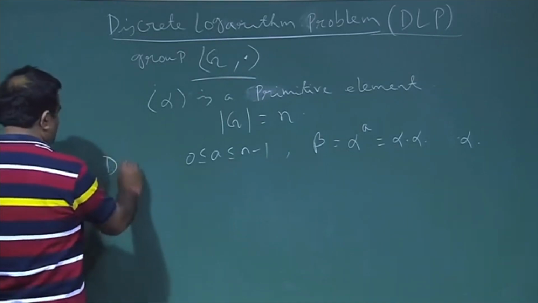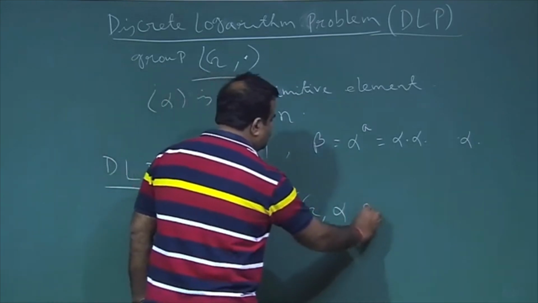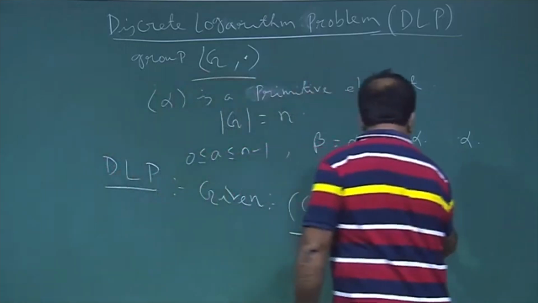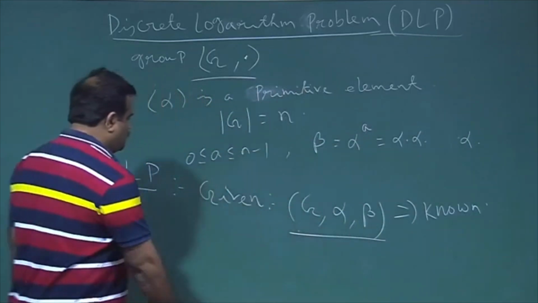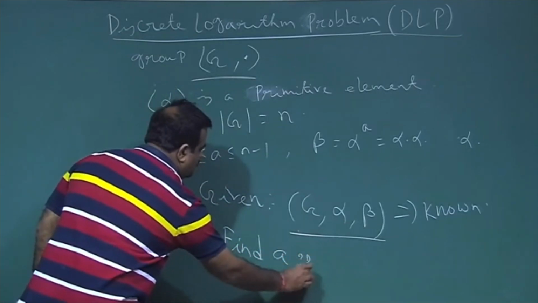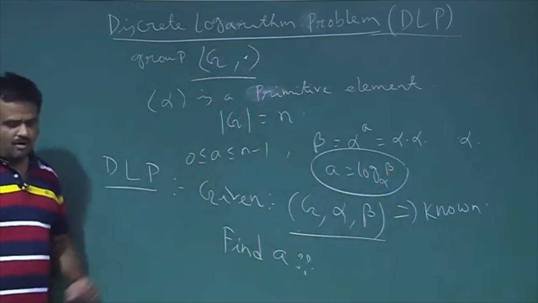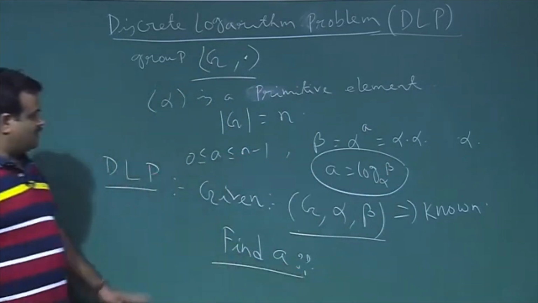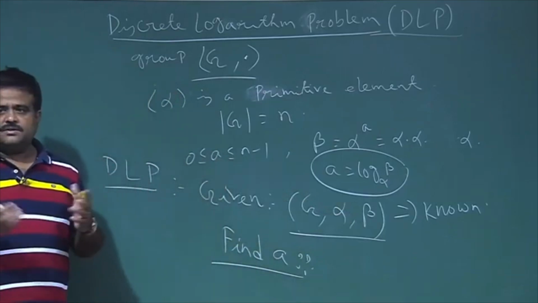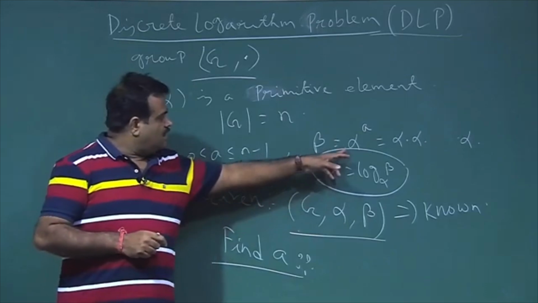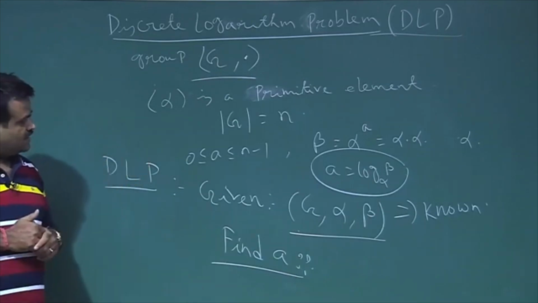Now, what is the discrete log problem? Given G, alpha and beta, which are known, what we need to calculate is a. That is the problem: find a. Here a is usually denoted by log of beta to the base alpha. This is the discrete log sense. So, given the instance, G is the group, which must be known, alpha is the generator or primitive element of the group, and beta is alpha to the power a. Given the value of beta, we need to calculate a. That is the discrete log problem.